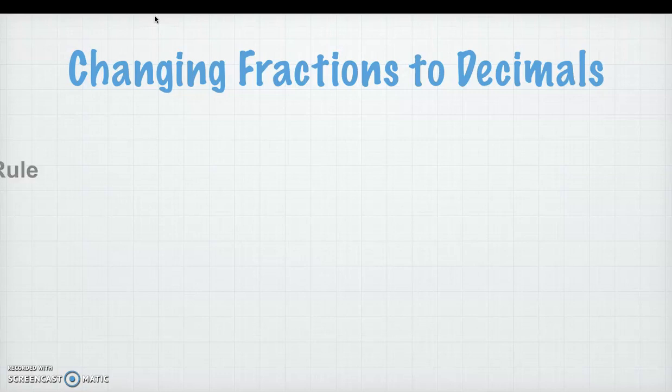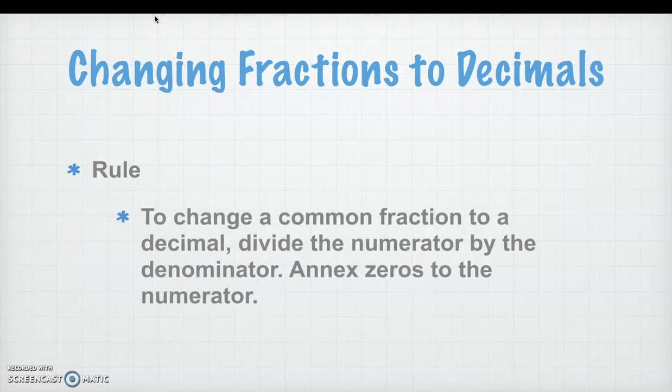So moving on to our rule, what do we have to do to be able to change from a fraction to a decimal? It says to change a common fraction to a decimal, divide the numerator by the denominator. Annex zeros to the numerator. As you can see, it is telling you to divide. You're going to divide the numerator by the denominator.